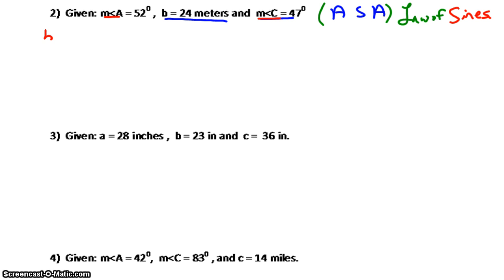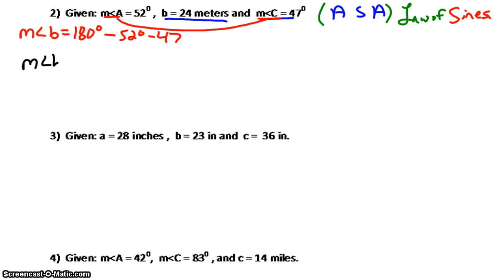And if I set it up with B in mind over sine of B, I can't do that one. But what I can do is have the knowledge that I have a missing angle, and that missing angle is B. But that, once again, would be my 180 degrees, and I'm going to subtract from it 52 degrees, and then subtract 47 degrees. That will leave me with 81 degrees for the measure of angle B.